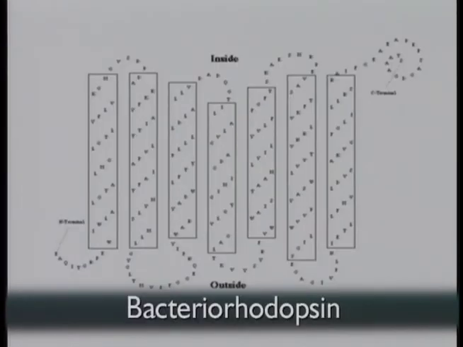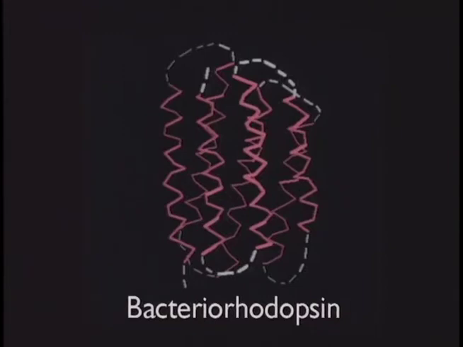A transmembrane protein is a protein that is embedded in a membrane in such a way that part of the protein is located on one side of the membrane, part is within the membrane, and part is on the opposite side of the membrane. For example, the transmembrane protein bacteriorhodopsin begins outside the cell.